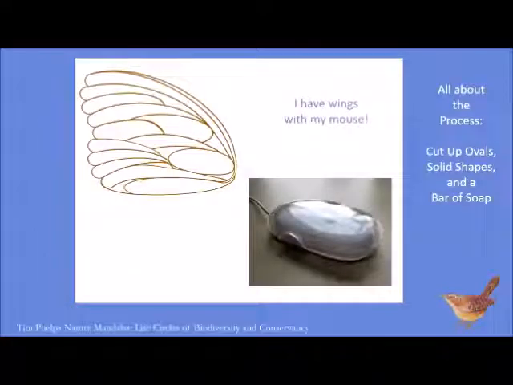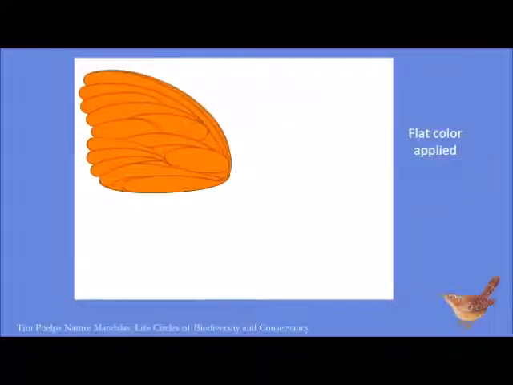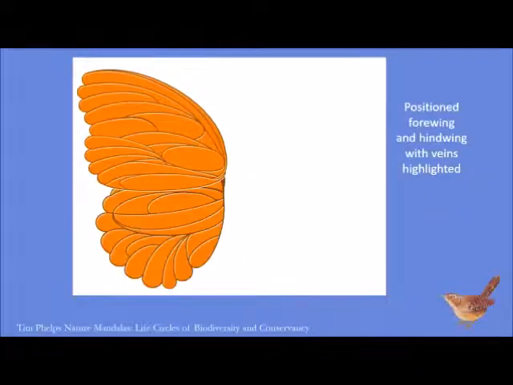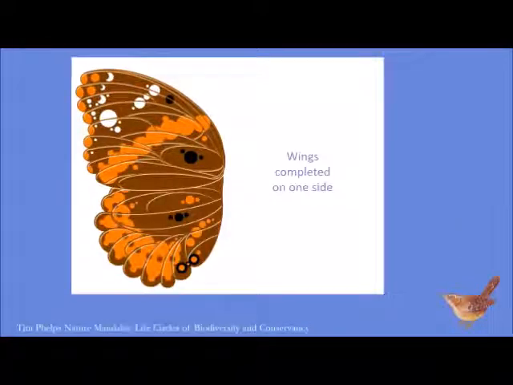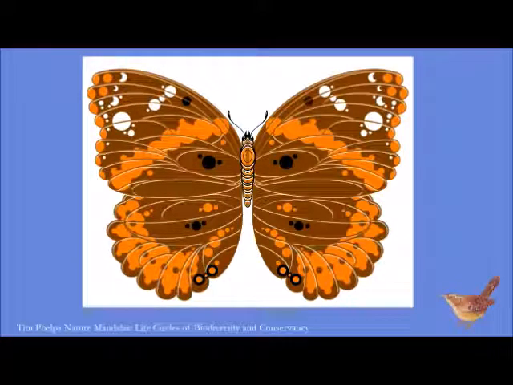So, not like others, I still use a mouse. People use a Wacom tablet and a pen, but I can do things pretty much any way I'd like with the mouse. So I start with ovals. I have a sketch in mind. I create ovals and cut them up and create shapes. And here I've added flat color, and then highlights to the veins, and color and pattern to the wings. And there is a completed side to the butterfly's wings. And there is the full butterfly, copied and duplicated.